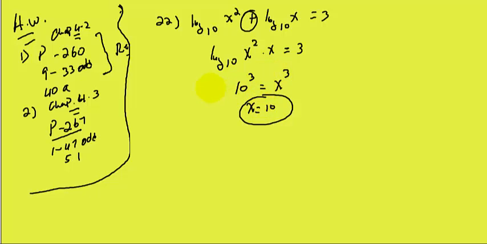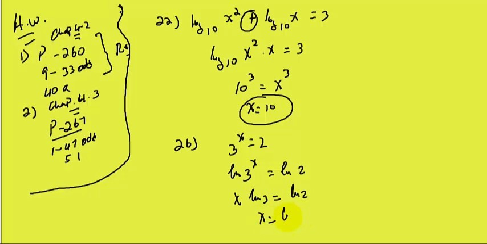Alright, let's work our way down to number 26. So we have exponential functions now. We have 3 to the x is equal to 2. If you want to solve something like this, you will have to take ln of both sides. So ln of 3 to the x is equal to ln of 2. Which means x comes to the front, so you have x ln of 3 is equal to ln of 2, and then my x is equal to ln of 2 over ln of 3. And that's my final answer. You want to leave it there.